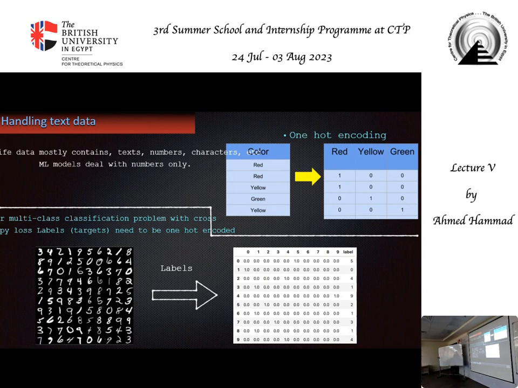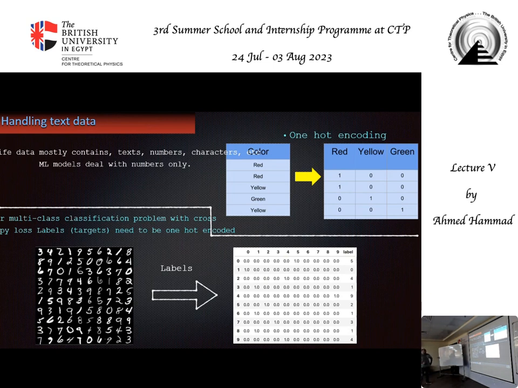So how can we convert these strings to numbers? One way is to use what's called one-hot encoding. One-hot encoding means that instead of having only one column, we have 3 columns: one for red, one for yellow, and one for green. And if the row corresponds to, for example, red, then I label the red as 1, and the other 2 columns are zeros. Here I have a yellow, then the yellow takes 1, and the others are zeros, and so on and so forth. So this is one way to convert the text data into numbers.